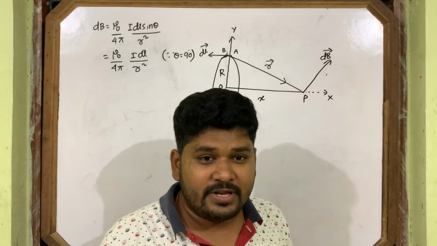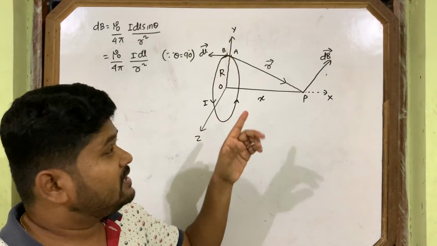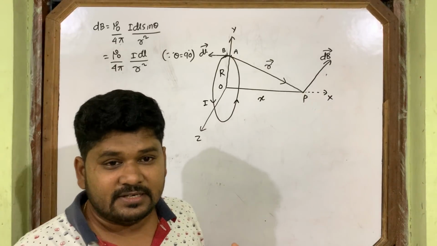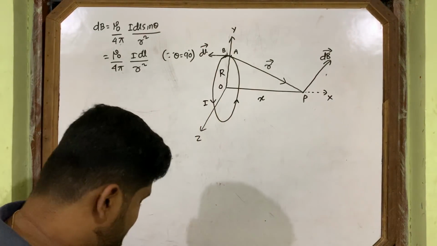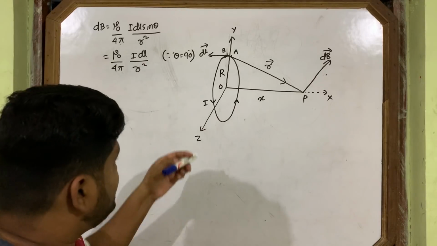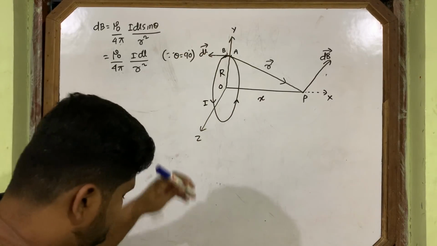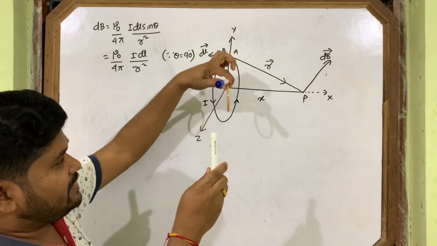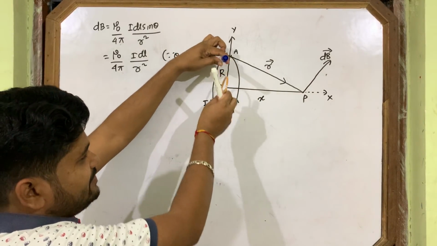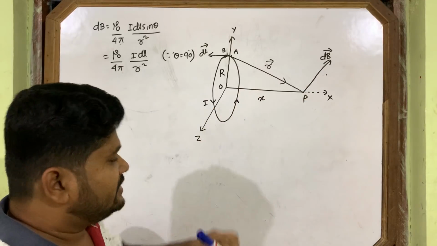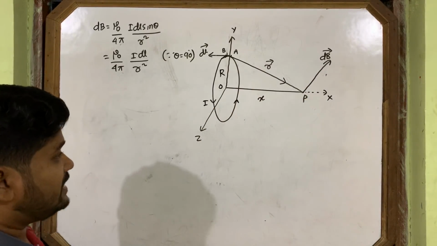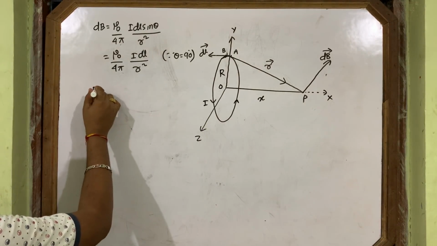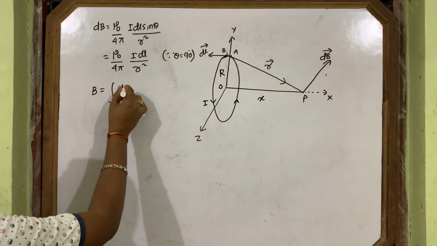And how is it perpendicular to dl? It is automatically perpendicular to dl because dl is perpendicular to this whiteboard, along the z axis. The coil is kept like this. dl vector is perpendicular to the whiteboard, which means it is already perpendicular to dB. dB is perpendicular to both dl and r vector. So how will I find B? Now B is equal to the integration of dB.